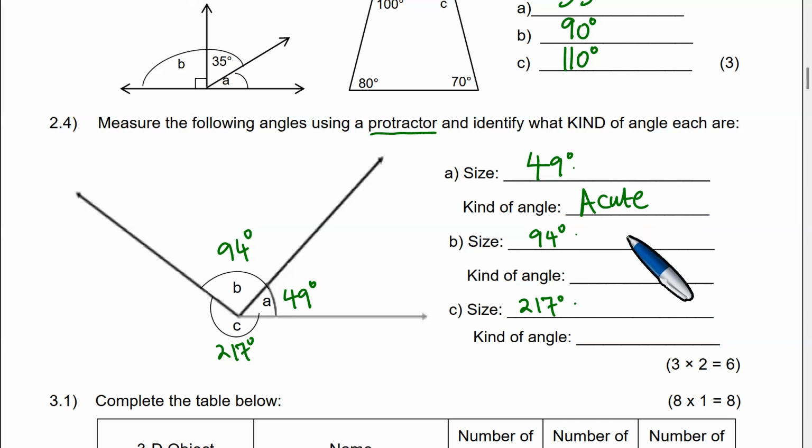94 degrees. What kind of an angle is that one? An obtuse angle. It is called obtuse.